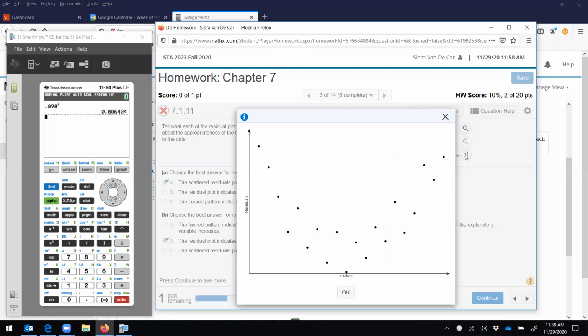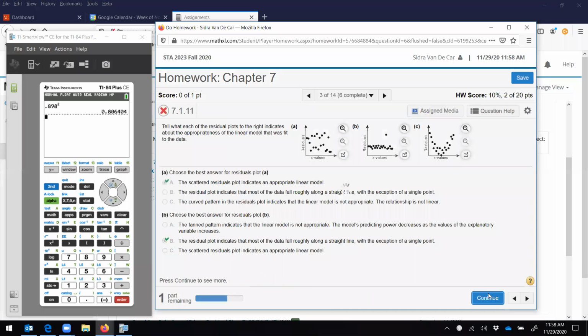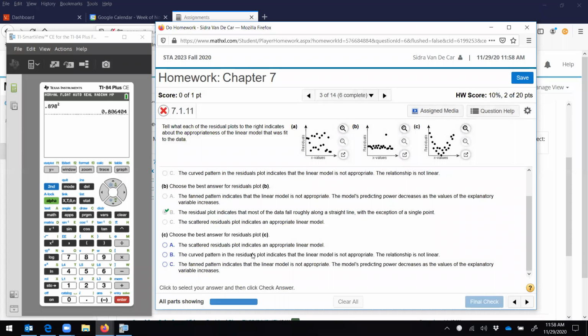And then with this residual plot, C, notice there's a curved pattern to it, right? We see a curvature here. That means that a linear model is not appropriate, right? So the curved pattern in the residuals indicates that the model is not appropriate.